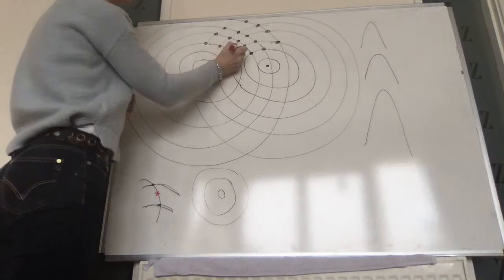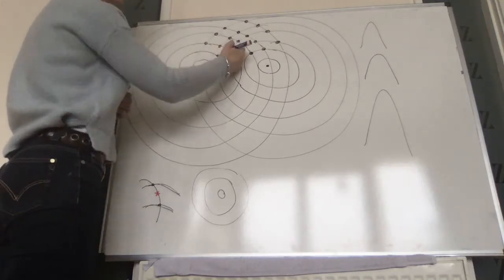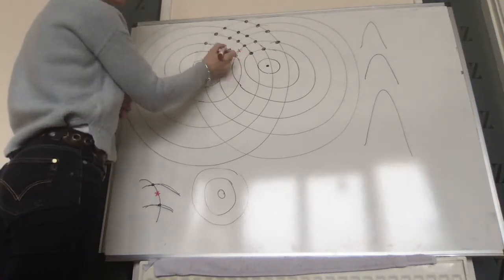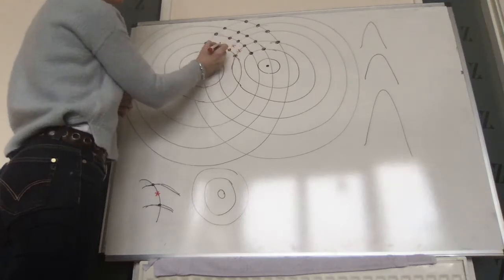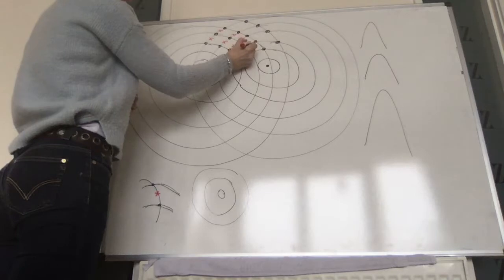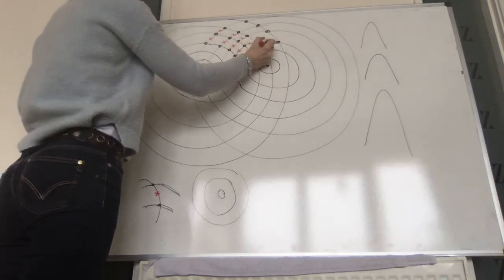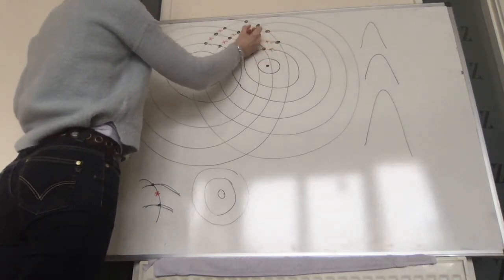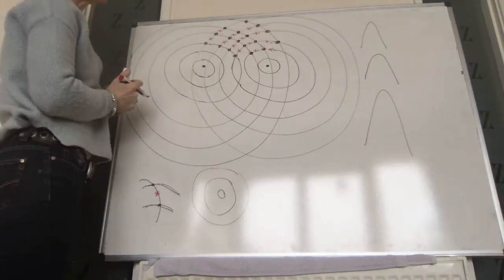But where does peak meet trough? Here. You have the peak of this wave meeting the trough of the other wave. Peak meets trough, peak meets trough. All of these places are where the peak of one wave is meeting with the trough of another wave. Okay?